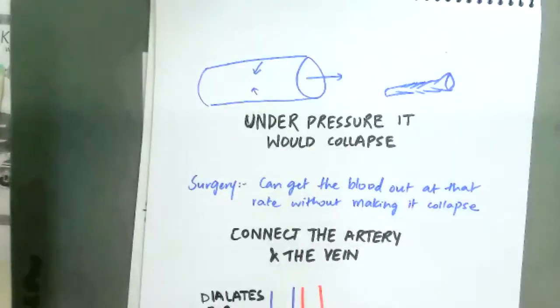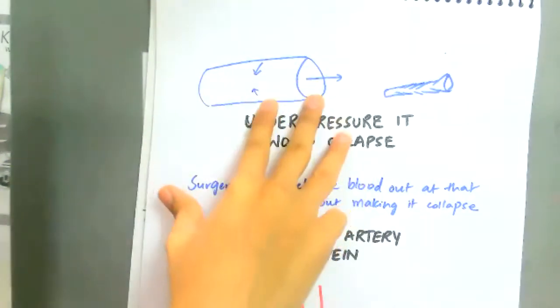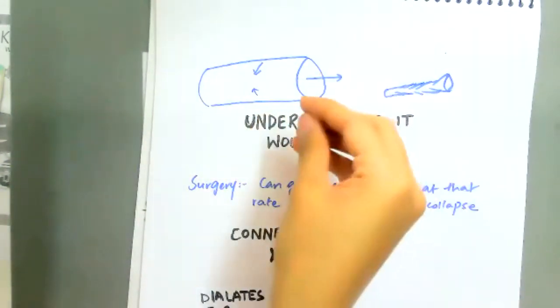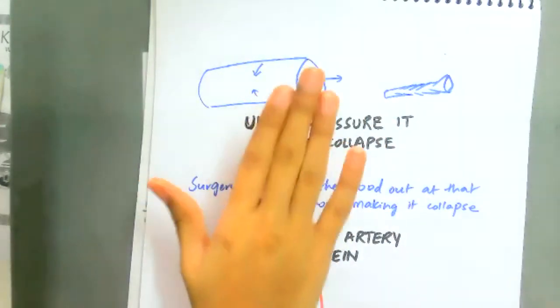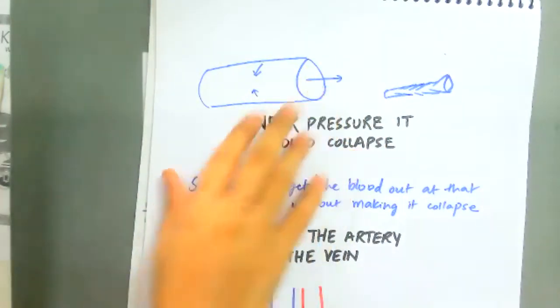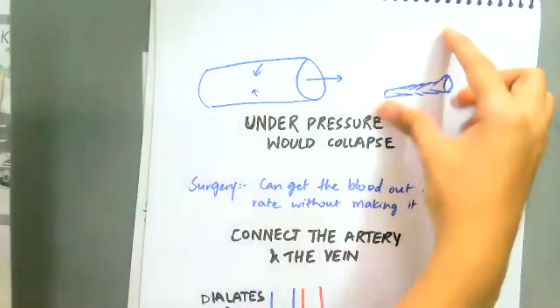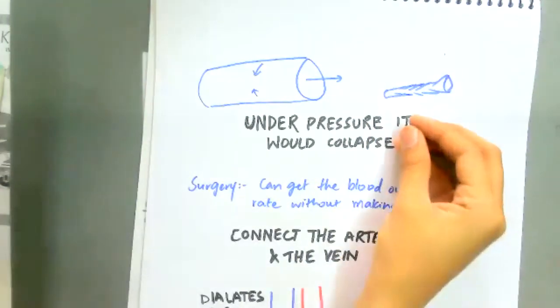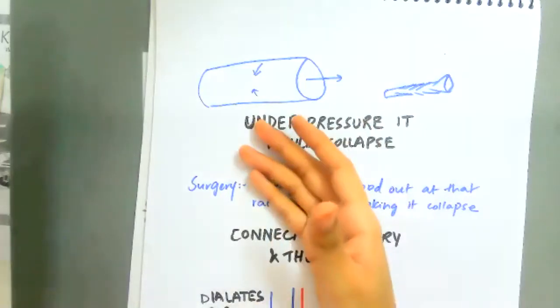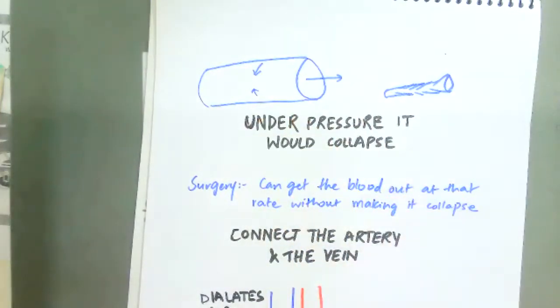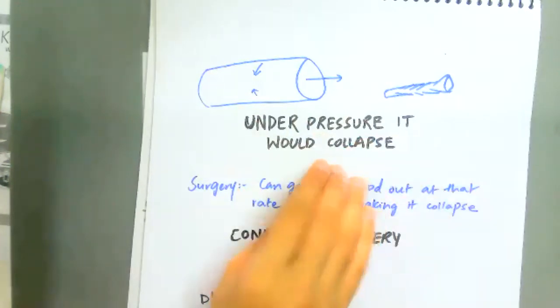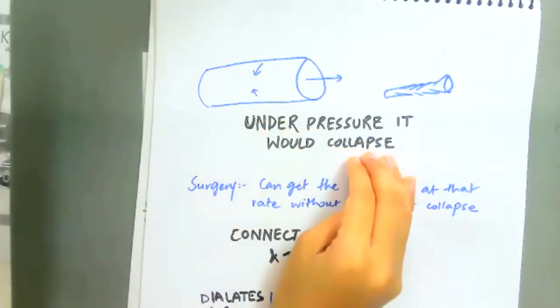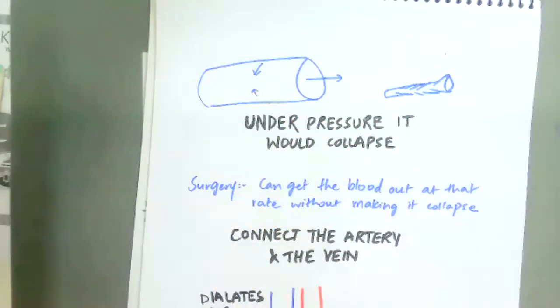So there are two ways a fistula can be made, and the reason it's made is that if this was a normal vein and if you sucked on it, imagine this was a straw, and if you suck on a straw real hard and there's a lot of pressure, it's gonna collapse on itself because of the pressure. So to prevent that collapsing of the vein, we need to get a surgery done which can get the blood out at the rate we want without letting the vein collapse.